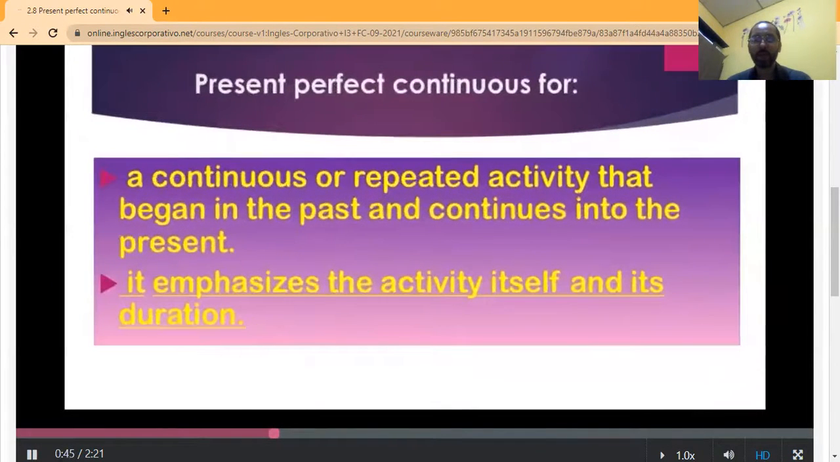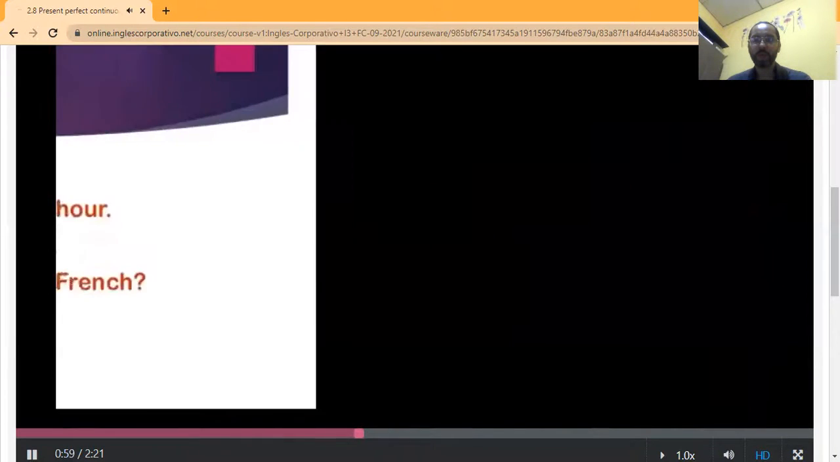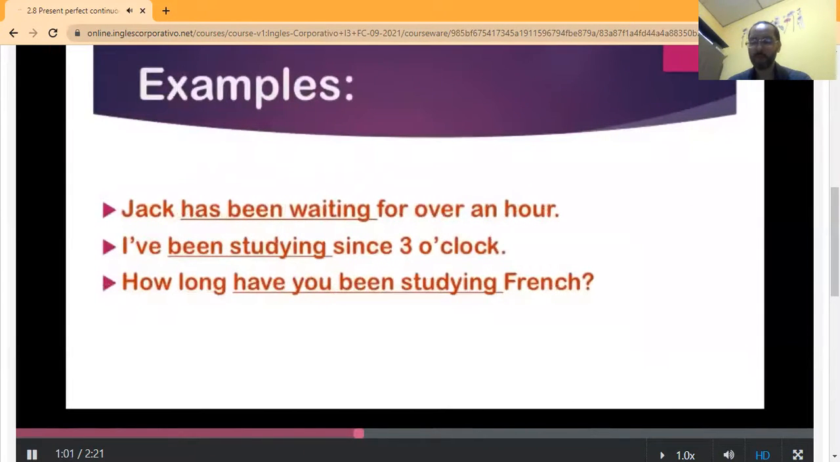Moving on, present perfect continuous is a tense used for a continuous or repeated activity that began in the past and continues into the present. It emphasizes the activity itself and its duration. Let's look at these examples. Jack has been waiting for over an hour. I've been studying since 3 o'clock. How long have you been studying French?